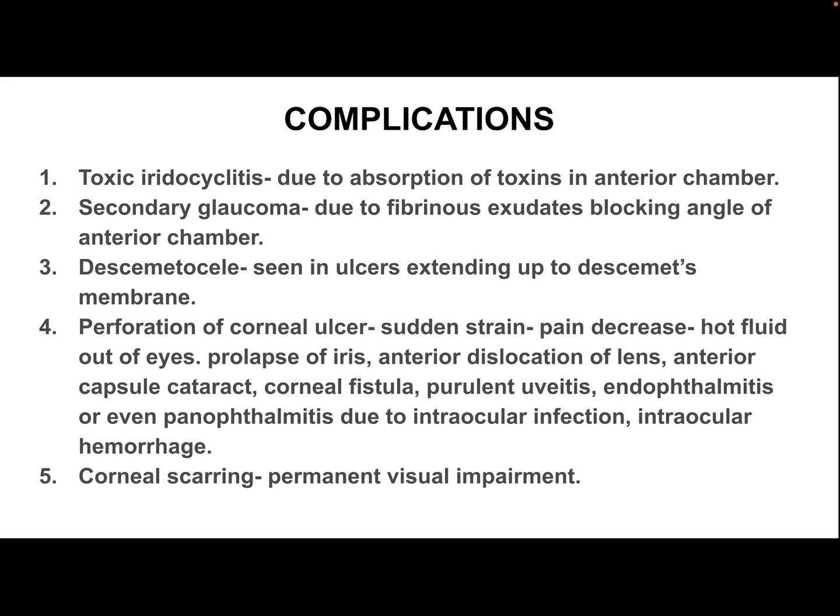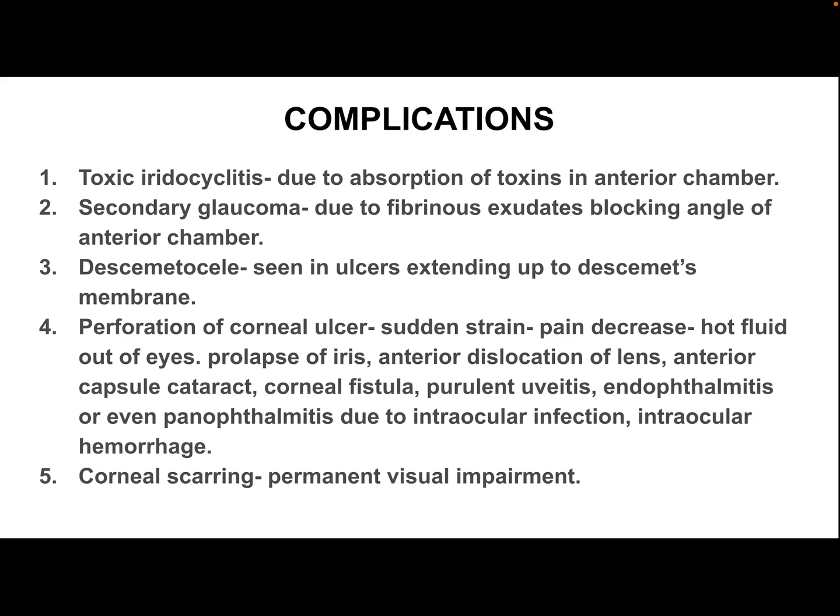So what happens is, once it perforates, the pain will suddenly decrease and the patient will say that I felt some hot fluid coming out of my eyes and suddenly all the pain went, and only he or she will tell you. So there is something called as sequelae of corneal ulcer. This you should know because they might ask this as a 5-mark question alone. That includes prolapse of the iris. The iris will come forward. Anterior dislocation of the lens, that also, and lens will come forward.